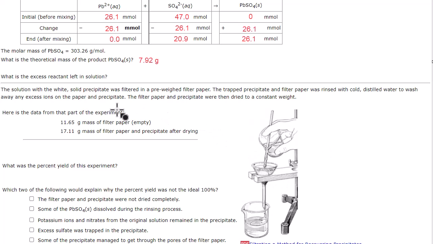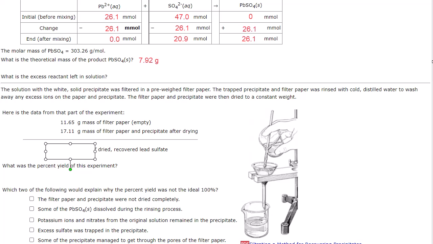This filter paper is empty, and here's its weight, 11.65 grams. When we take this paper and put the precipitate in it and then dry it so there's no water there, we would have just the weight of the precipitate. Now let's see. We've got mass of filter paper and precipitate after drying, and mass of filter paper. If you subtract these two, you'll get just the precipitate, the dried recovered lead sulfate.